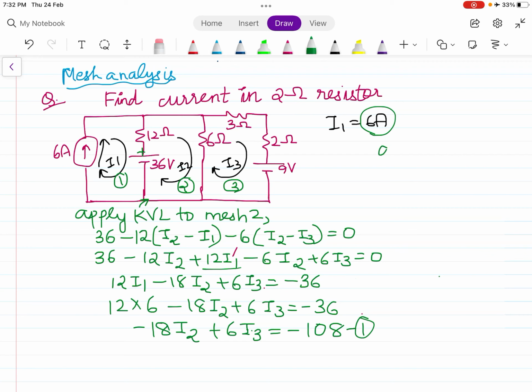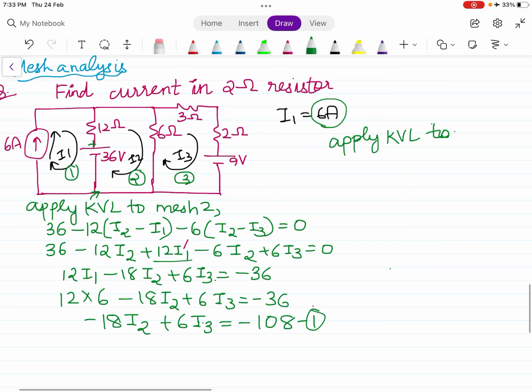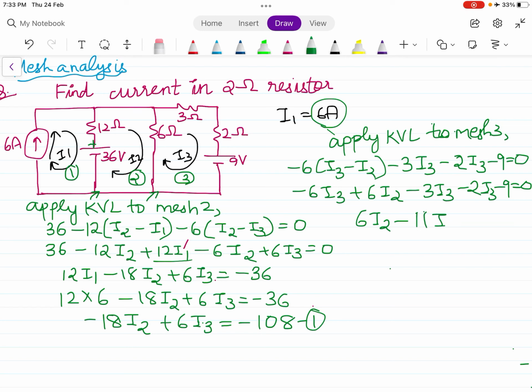Next I say apply KVL to mesh 3. When I apply KVL to mesh 3, I get minus 6 (I3 minus I2) minus 3 I3 minus 2 I3 minus 9 equal to 0. Minus 6 I3 plus 6 I2 minus 3 I3 minus 2 I3 minus 9 equal to 0. 6 I2 minus 11 I3 equal to 9. This is equation number 2.